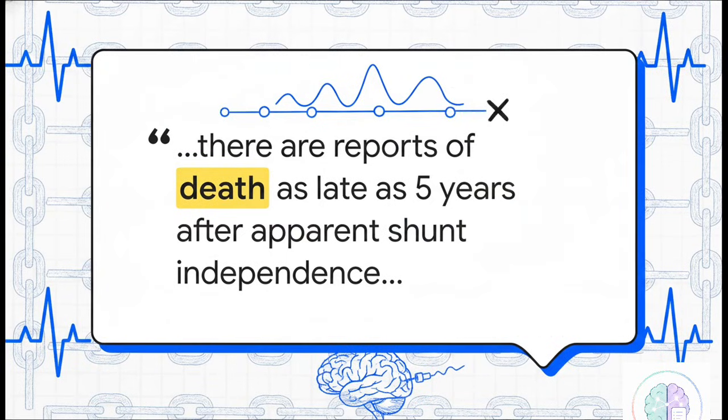And you really see the gravity of this debate when you dive into the clinical literature. Our source gives this very stark warning. These patients must be followed closely, as there are reports of death as late as 5 years after apparent shunt independence, sometimes without warning. That's a sobering reality. It drives home exactly why slapping the label independent on a patient does not mean they are cured. They still need relentless, ongoing monitoring.